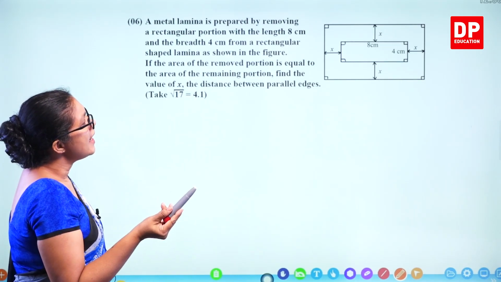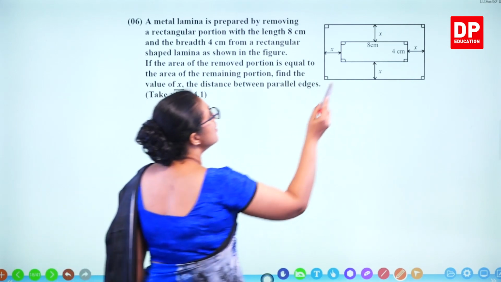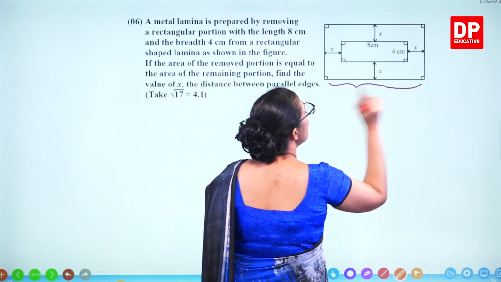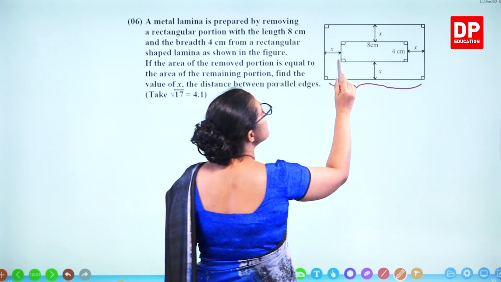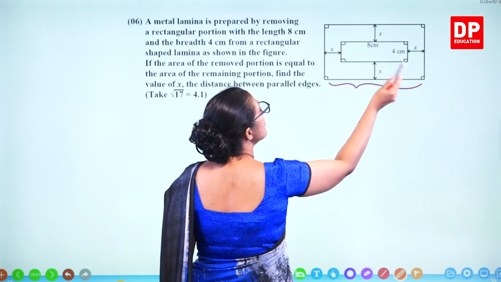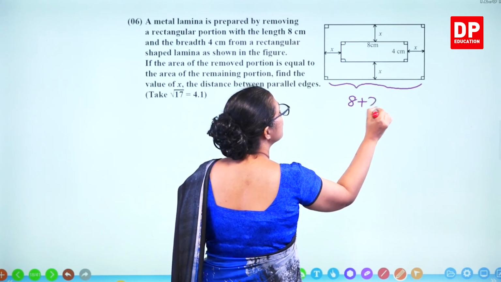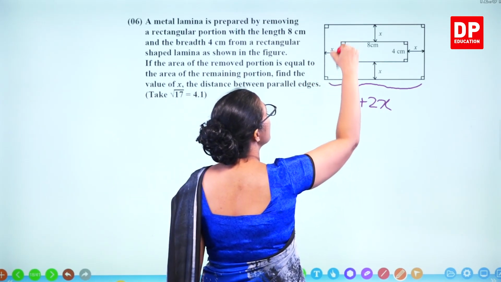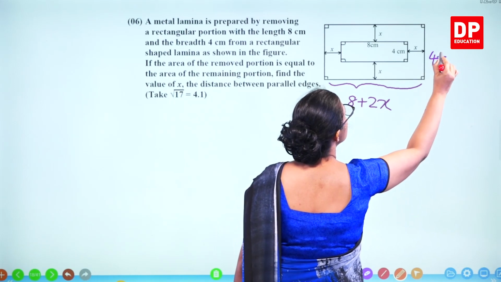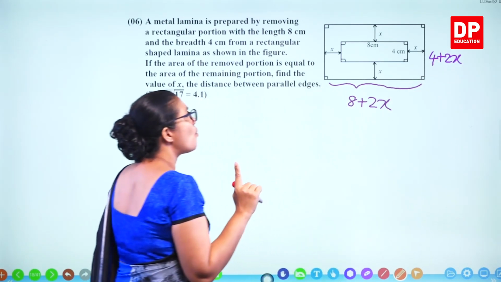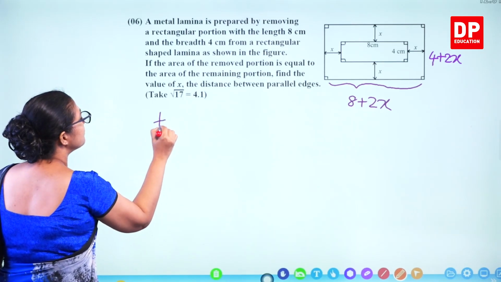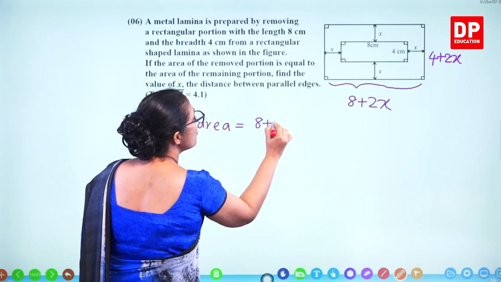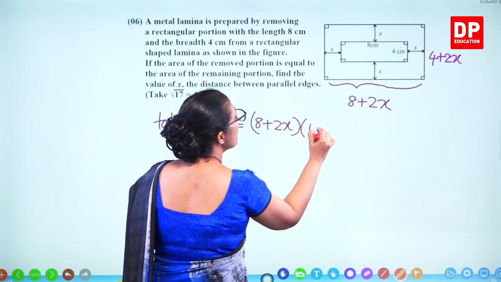So what's the area of this part? 8 times 4. But you can find out this length and width. This is 8 and x twice, so 8 plus 2x. What about breadth? This is 4 and 2 x's are there, 4 plus 2x. So what is the total area? The total area is equal to (8 plus 2x) into (4 plus 2x).